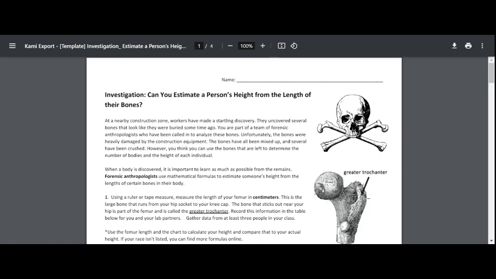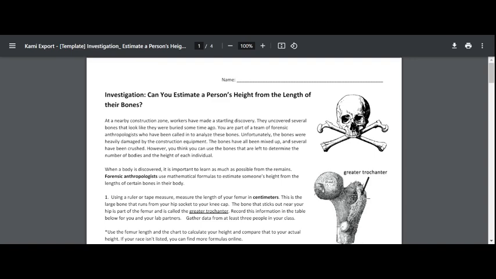Unfortunately, the bones were heavily damaged by the construction equipment. The bones have all been mixed up and several have been crushed. However, you think you can use the bones that are left to determine the number of bodies and the height of each individual. When a body is discovered, it is important to learn as much as possible from the remains. Forensic anthropologists use mathematical formulas to estimate someone's height from the lengths of certain bones in their body.